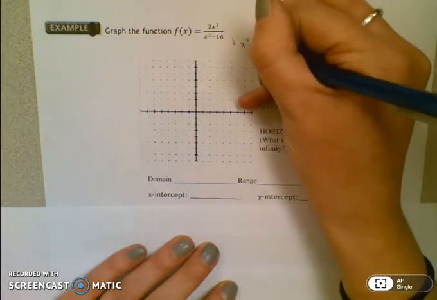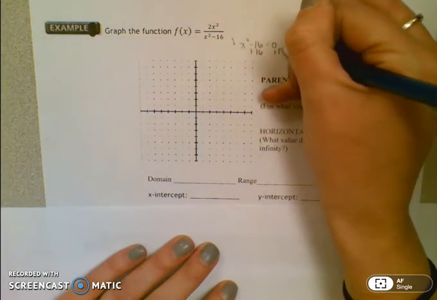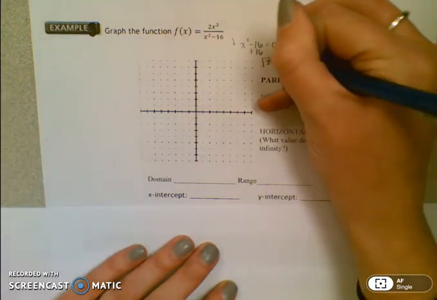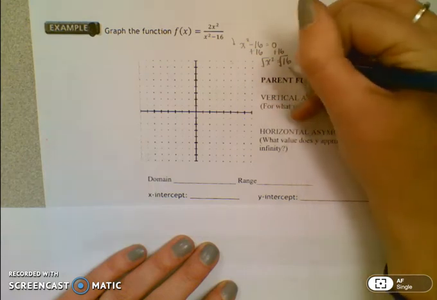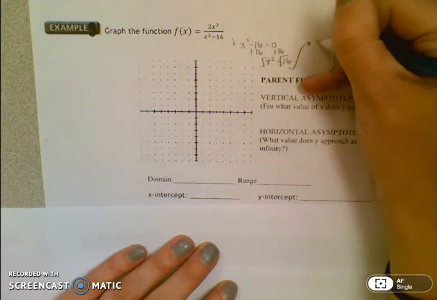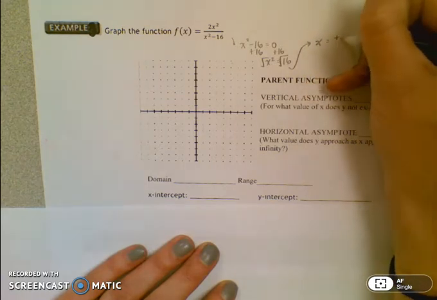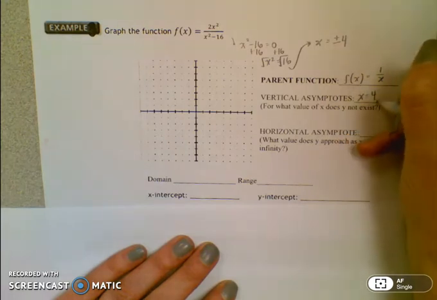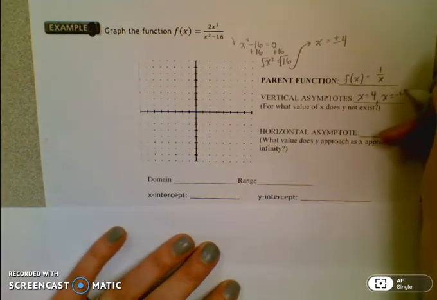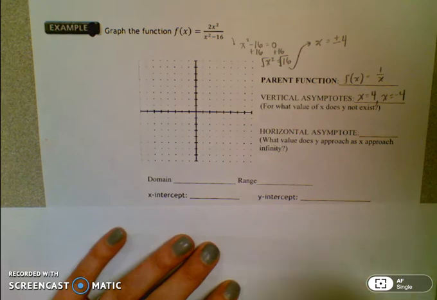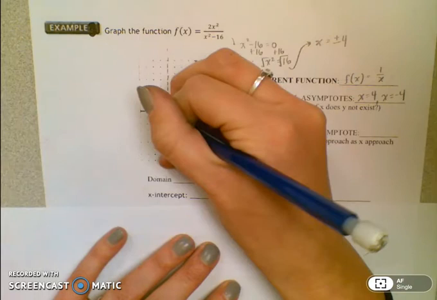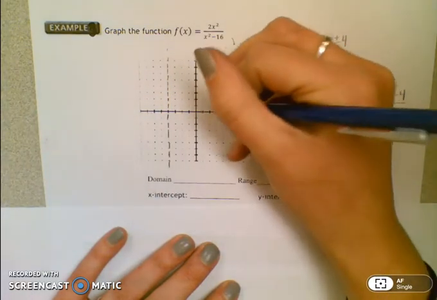So I'm going to solve. Add 16 on both sides, and then I'm going to square root both sides, which remember, when we square root the x squared, we get the absolute value, so I have plus or minus 4. My two asymptotes are 4 and negative 4 for this rational function. That means at 4 and negative 4, I have vertical asymptotes.